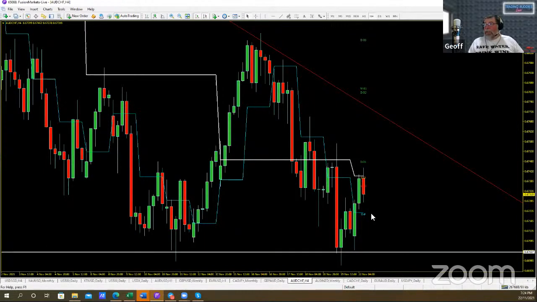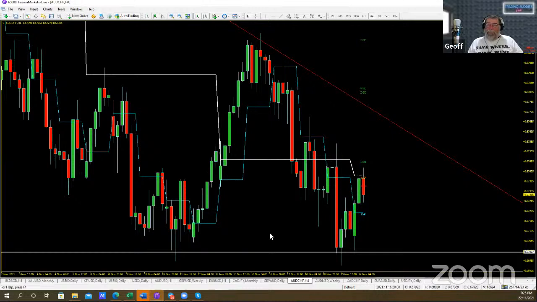So if price were to come back here to the daily pivot and give me something that looked like that, sitting over here, then I'd be happy to buy. But I'm not a bear. I'm a bullish type person on Aussie Swissy at the moment, which is a little bit contradictory to the Cad Swiss trade.